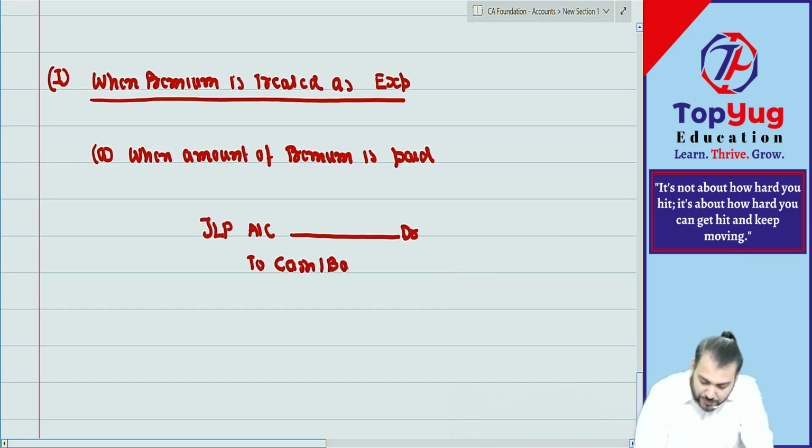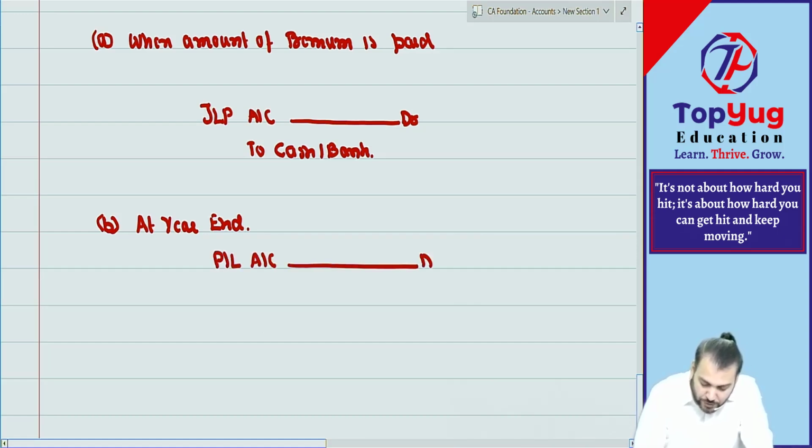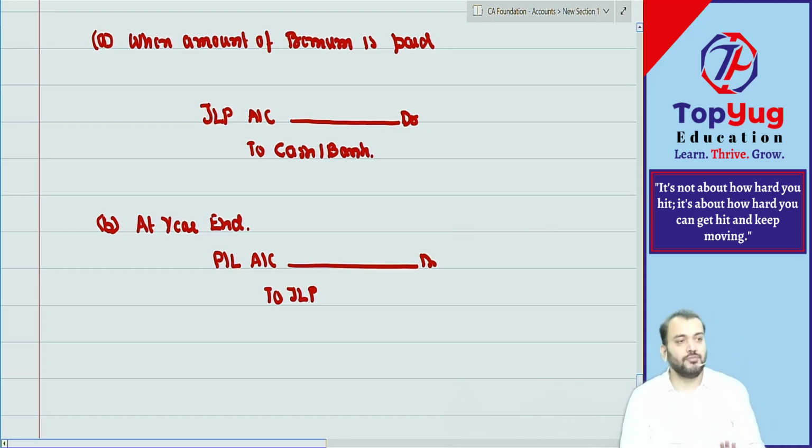To cash or bank. Now, because the premium is treated as an expense, what journal entry will we do? But at year end, what journal entry will we do? This JLP will be transferred to which account? The profit and loss account debit to what? JLP. Correct. Have you understood?